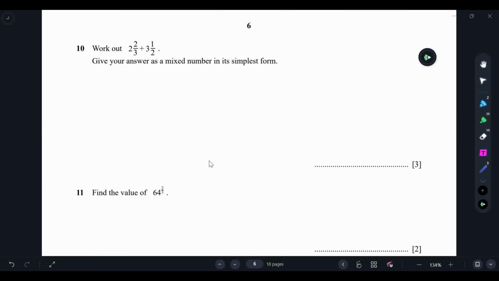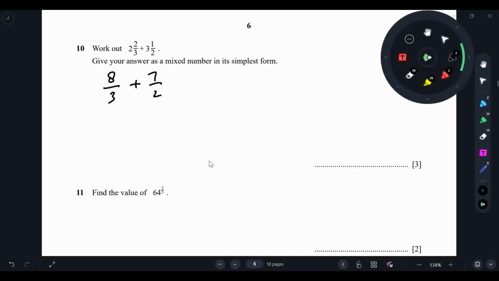Now question number 10, work out 2 2/3 + 3 1/2. These are mixed fractions, so we need to simplify them. 3 twos are 6, 6 plus 2 is 8, so 8/3, plus 3 twos are 6 and 1 is 7, so 7/2.